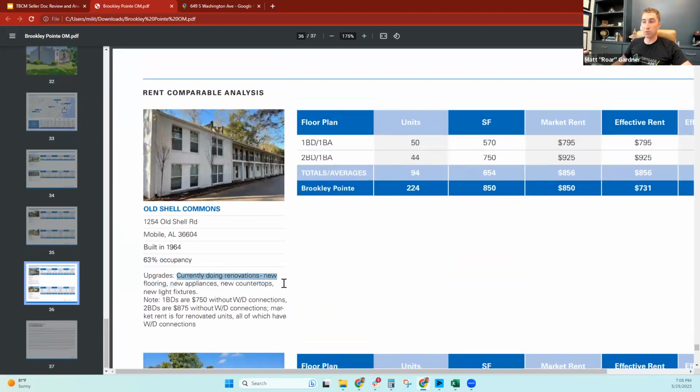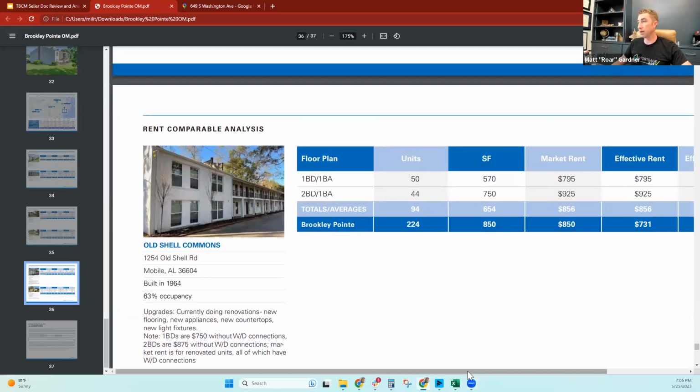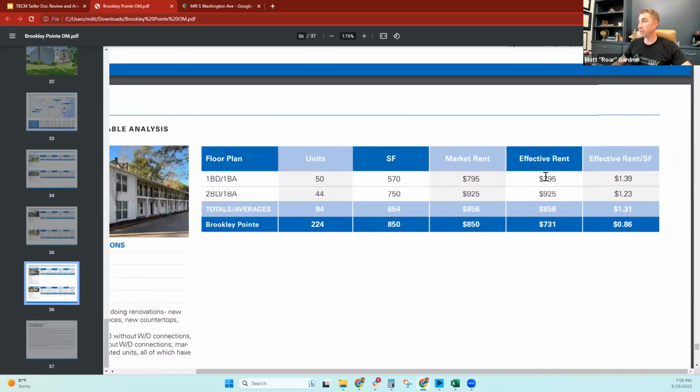So upgrades, currently doing renovations: new flooring, new appliances, new countertops. One bedrooms are $750, which is what ours are right now that we're under, that they're advertising. Two bedrooms are $875, which is slightly below the rent that we're looking at for ours for the two bedrooms, all of which have washer and dryer connections. So you can jump in and kind of compare here, effective rent versus market rent.